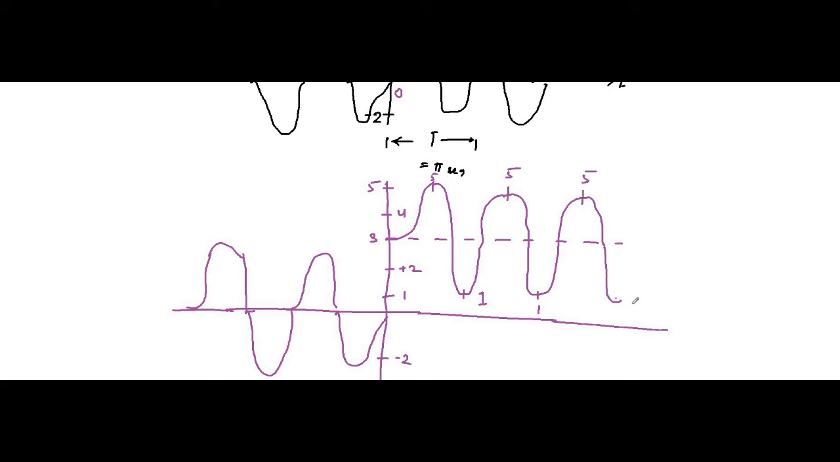So here also, if you see, there is no such fixed pattern which is getting repeated. In the negative time it oscillates between minus 2 and plus 2. In the positive time it oscillates between 5 and 1, the peak value 5 and the minimum value 1. So no fixed pattern which is getting repeated after fixed interval of time. So this is also a non-periodic signal.